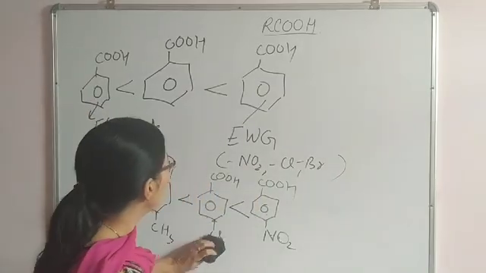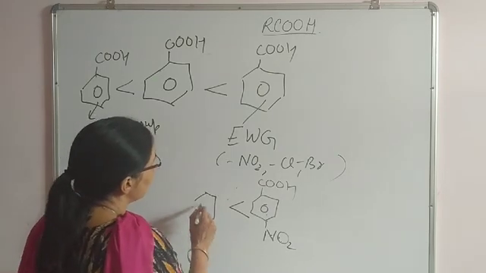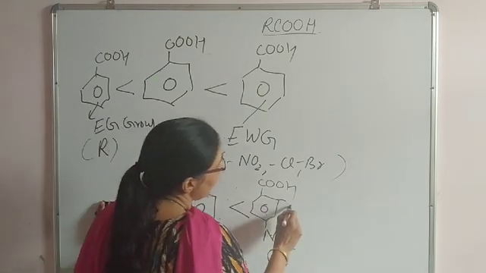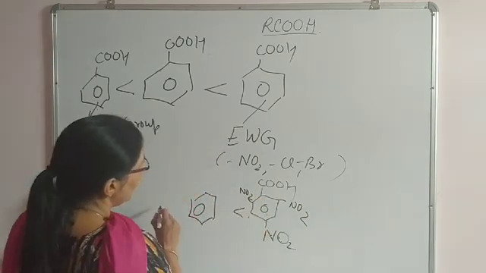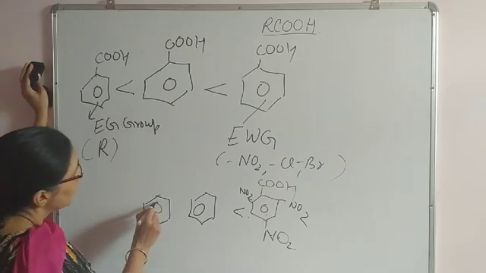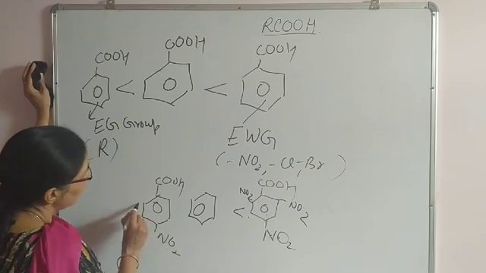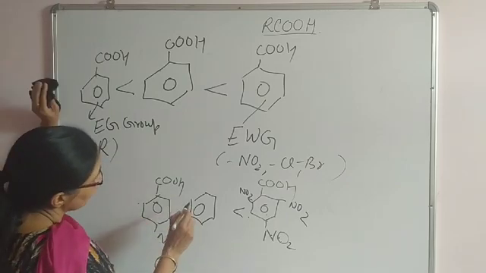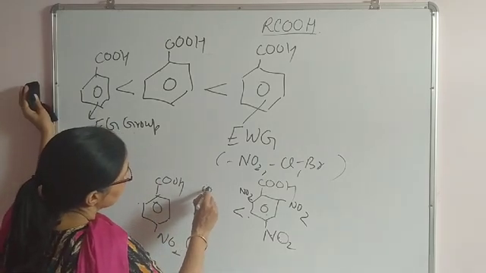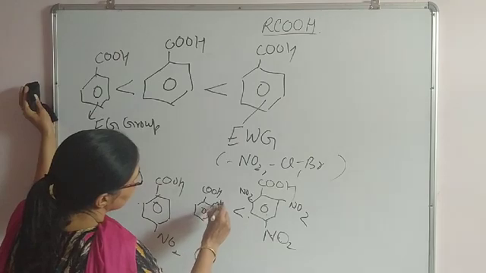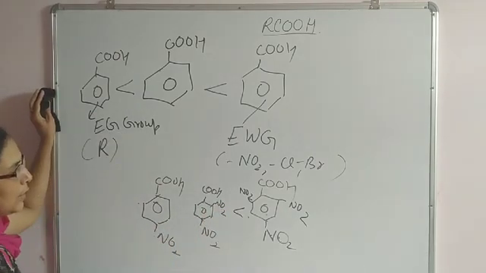Okay. Now again the next comparison is about the number of groups. If you deal with the number of groups, then easily you can say that if 3 NO2 groups are here, it will be more acidic than 2 NO2 groups, than 1 NO2 group.